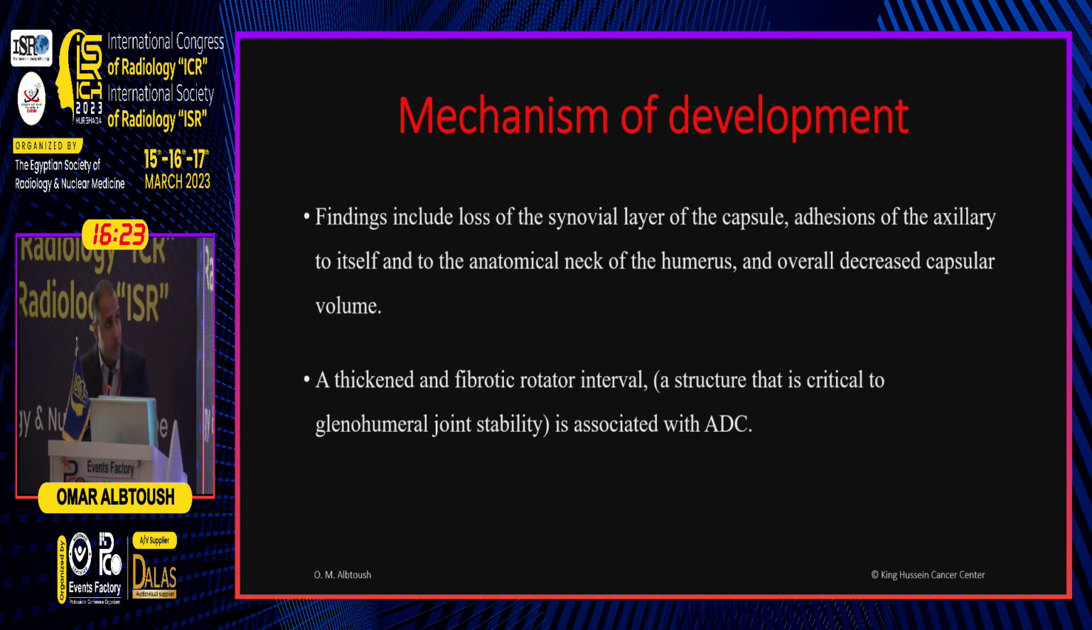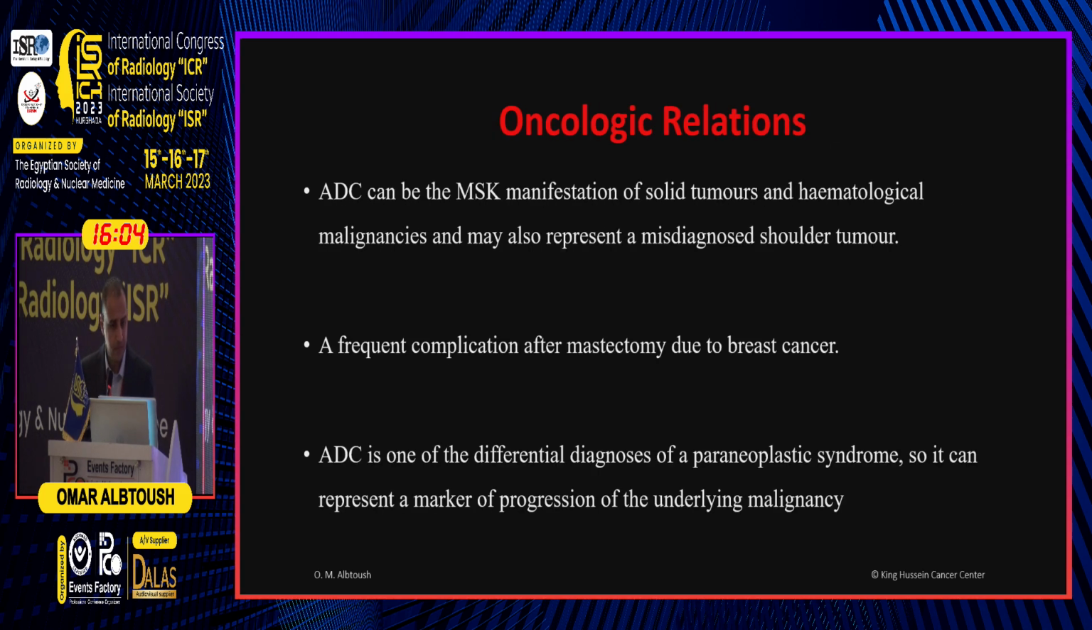Findings include loss of synovial layer of the capsule and adhesions, as we will see. It can be adhesions to the capsule itself, I mean to the axillary recess, and adhesion with the bone, with the humerus neck. Also thickening and fibrotic rotator interval, one of the important manifestations of this condition.